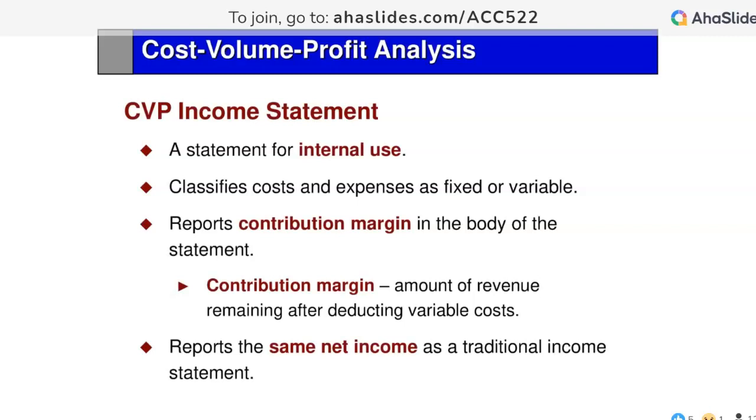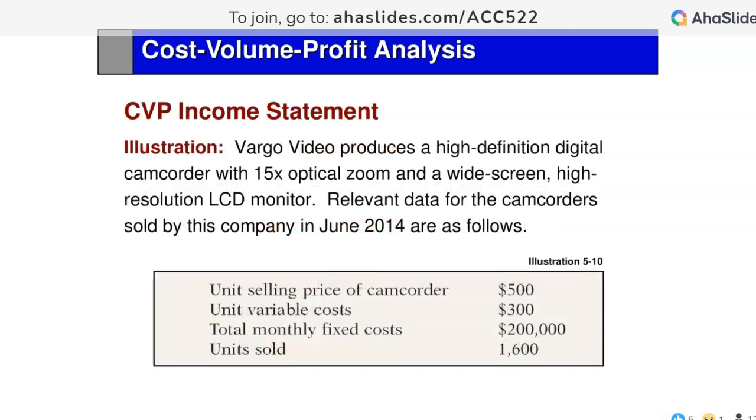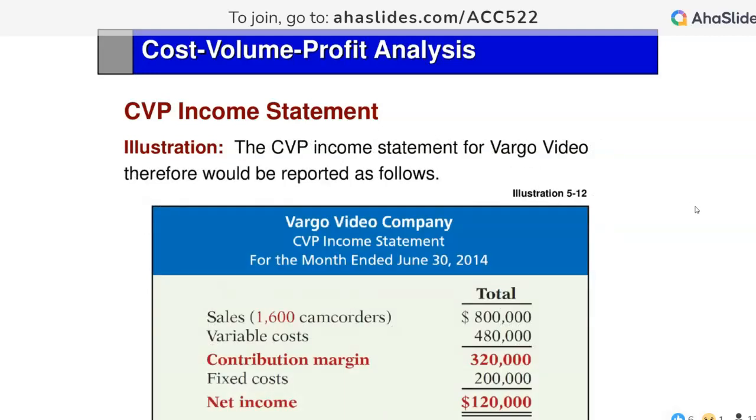Now, once we can define or distinguish a variable cost and a fixed cost, we're able to reformat the income statement and come up with what's called the contribution margin. And here's an example. Vargo produces high definition camcorders. It has a selling price of $500, a variable cost of $300, fixed cost of $200,000, and a volume of 1,600. So you see, I have my four components here. I have my volume at the bottom, I have my unit selling price, my unit variable cost, and my monthly fixed cost.